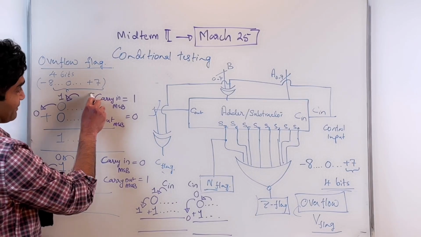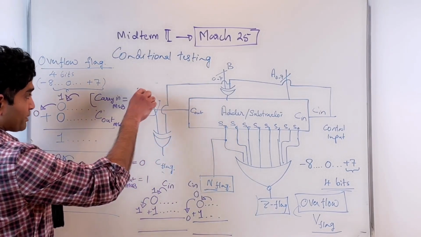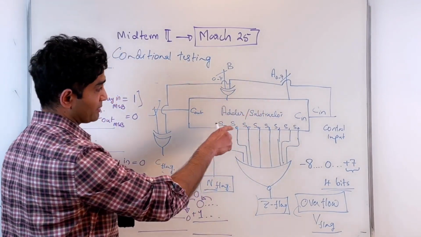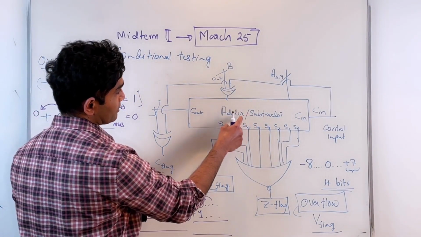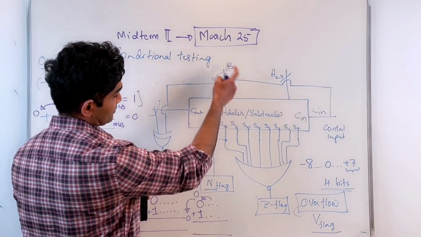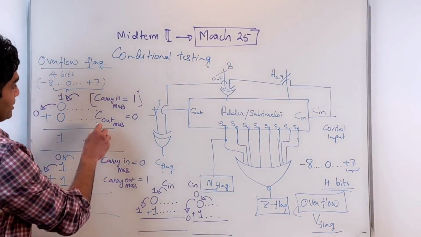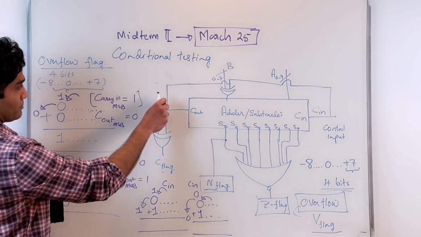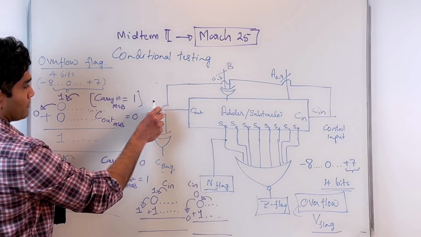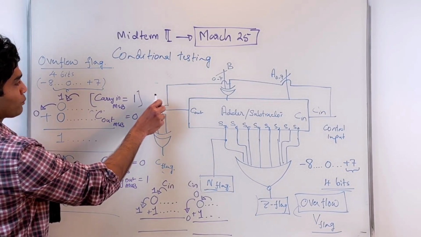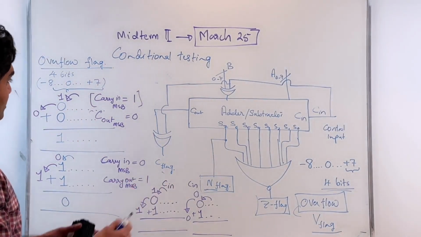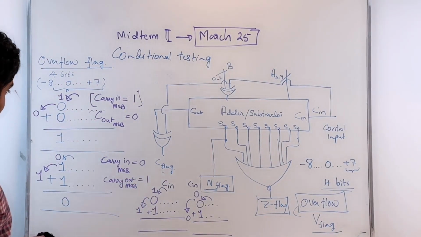I can use an XOR gate between the carry in to the most significant bit, which in this case is C out minus 1 position, right? The carry in from the 6th bit to the 7th bit position, yeah? And the carry out, which is the carry out from the 7th bit. So I take an XOR gate between those two, carry in and carry out, and I get my V flag based on our observation.